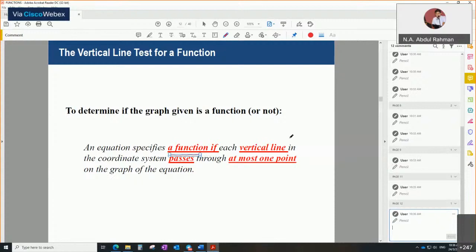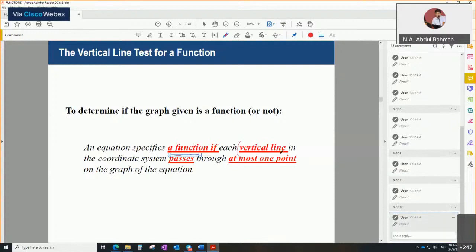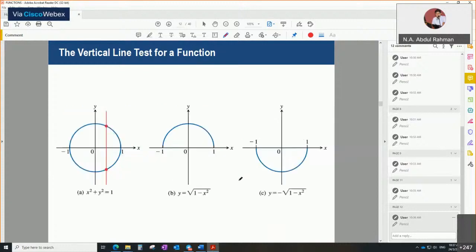Okay, so the keywords that we have here are vertical line and at most one point. So it cannot pass through two points. For example, if you have this kind of function, you might be familiar with the circle, right? x squared plus y squared equals 1. So this is a unit circle, meaning that you have radius equal to 1. But this certainly is not a function.